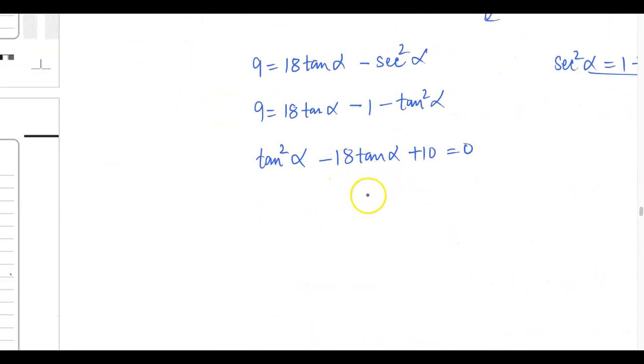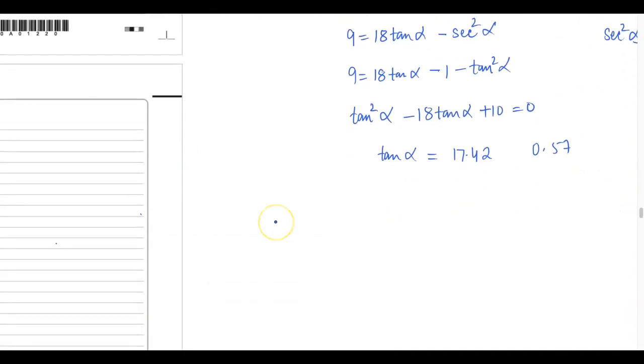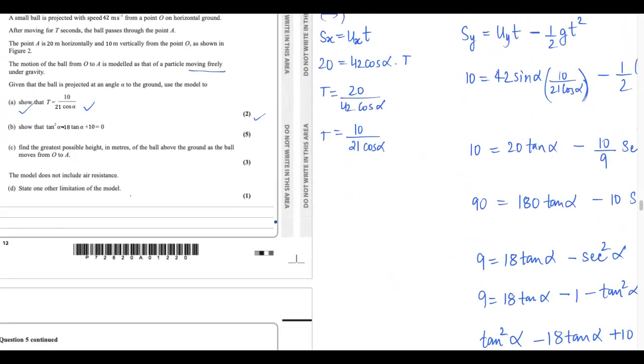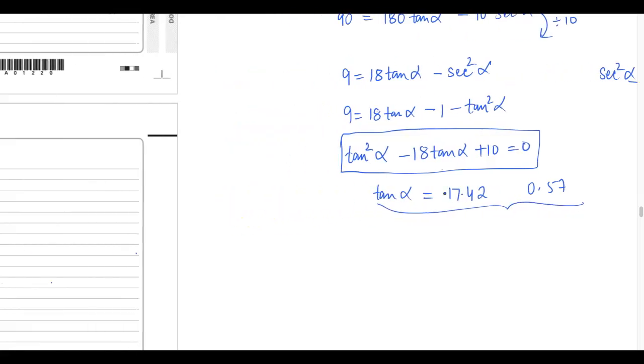Let's find out the value of tan alpha. If you solve it, you are going to get two values, 17.42 and 0.57. Yeah, these two values we're going to get, right? Okay, now for B part we actually only needed to prove this. The values are actually going to be needed to solve the C part.